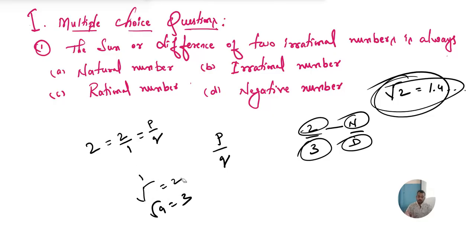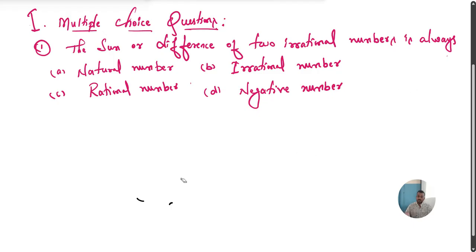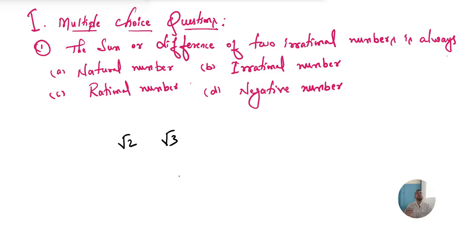Clear? Now my dear students, can you see what is given in the question? They have mentioned the sum or difference of two irrational numbers. Assume any two irrational numbers. Can we take root 2? This is irrational. Another number, for example, root 3, irrational. Can you add these both? They are asking for the sum. You add them. Is it possible?